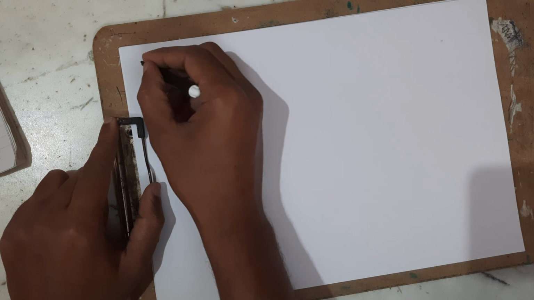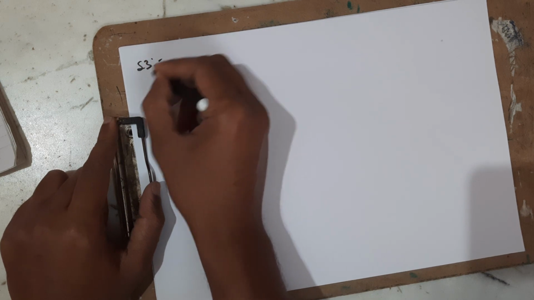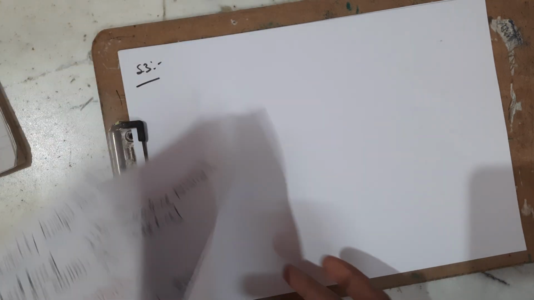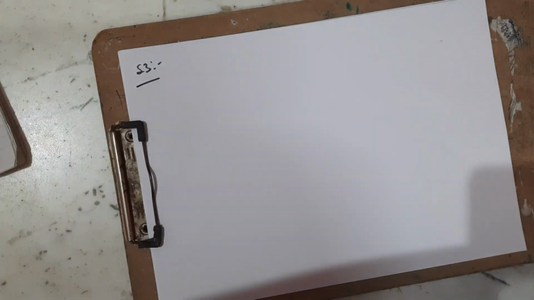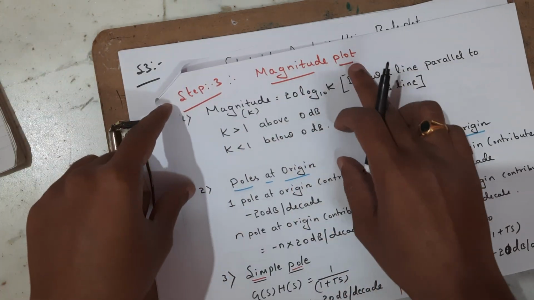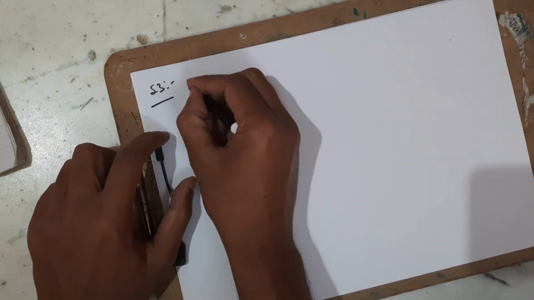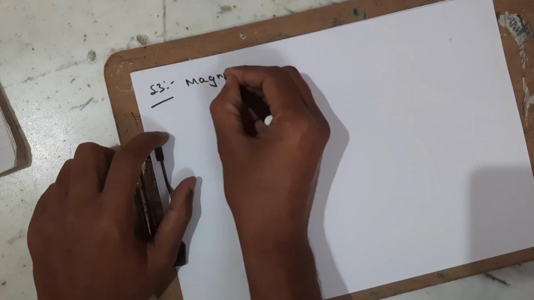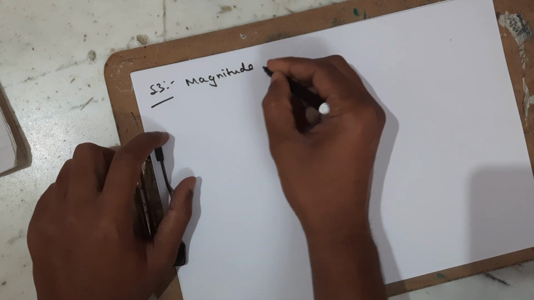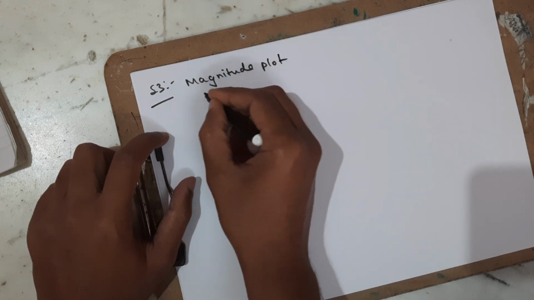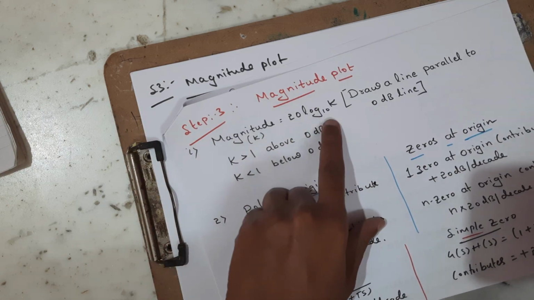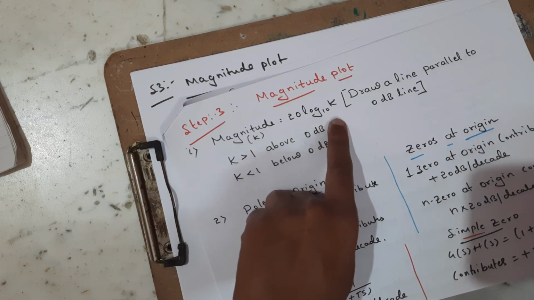Okay, what is step number 3? Step number 3, after finding out the various factors, is to draw the magnitude plot. So how to draw the magnitude plot? For this, we are going to consider the first factor, that is K. We are going to identify the contribution of K.